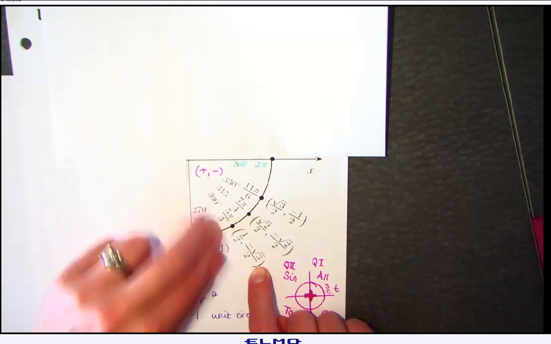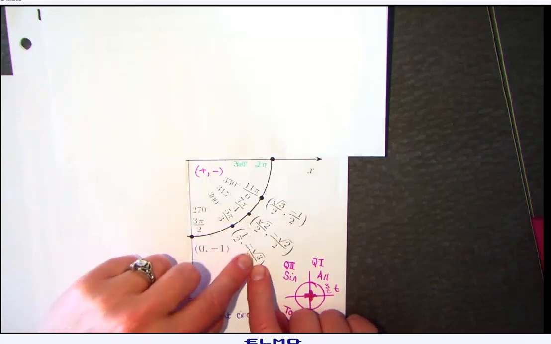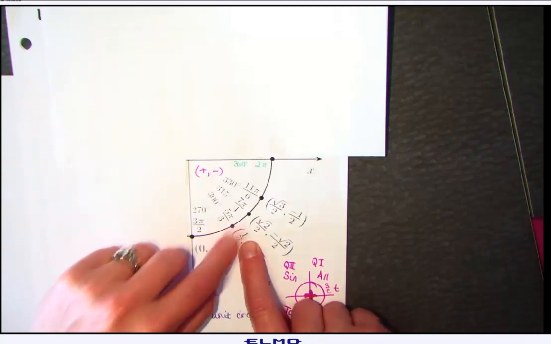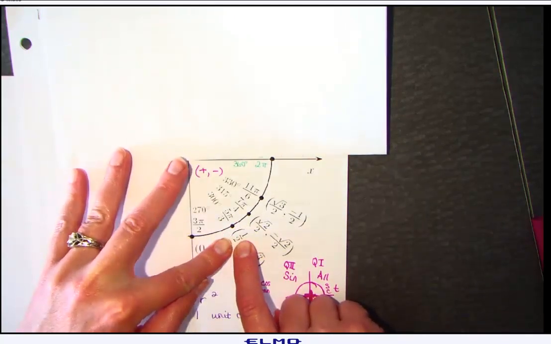And now if I want to know the cosine, I can find it. Cosine is the same coordinate pair, but I want the x coordinate because it's asking for cosine.